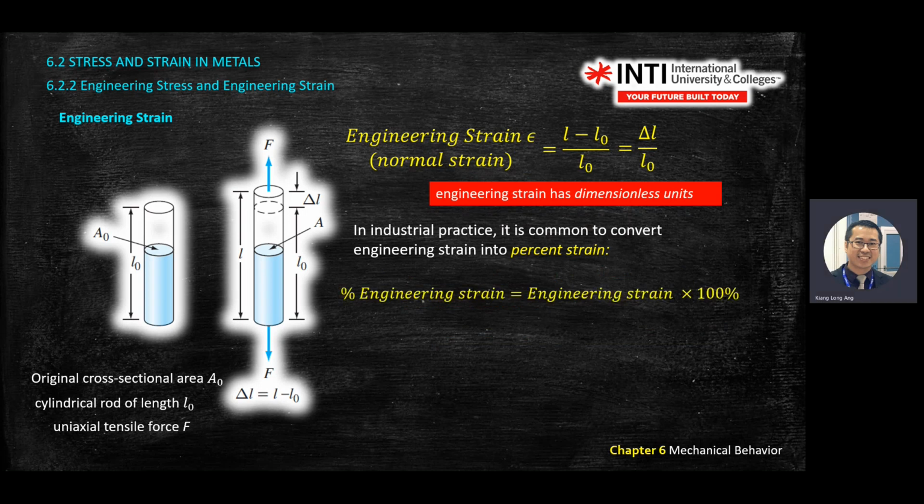Usually, when you work in the industry, in the handbook, for the maximum strain that is allowed in a process, they will write it as percentage of strain. For percentage of strain, you just take the strain multiplied by 100%. Strain is a ratio. When you multiply by 100%, you get percentage.